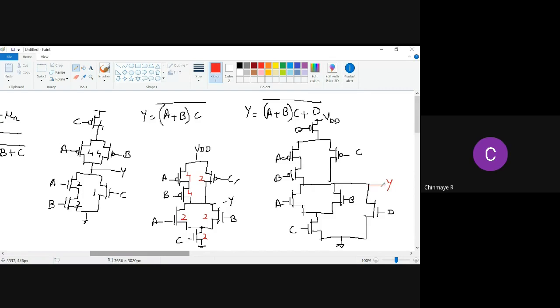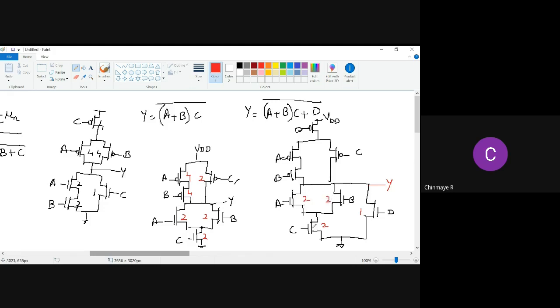Dinesh, are you there? Yes, ma'am. Can you tell me the sizing of the NMOS? D is 1, C is 2. What about A and B? 2 and 2. Yeah, right. Thanks. You can mute yourself.